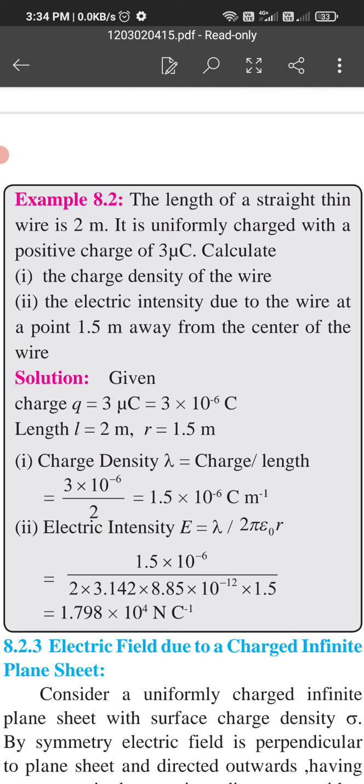Charge density lambda is equal to charge upon length. Charge is 3 into 10 raised to minus 6 upon 2, that is 1.5 into 10 raised to minus 6 coulomb per meter. Electric intensity is equal to lambda upon 2 pi epsilon naught r. The value of lambda, that is 1.5 into 10 raised to minus 6, upon 2 into the value of pi 3.142 into epsilon naught 8.85 into 10 raised to minus 12 into r, that is 1.5. 1.5 gets cancelled. So after solving, we get 1.798 into 10 raised to 4 Newton per coulomb.